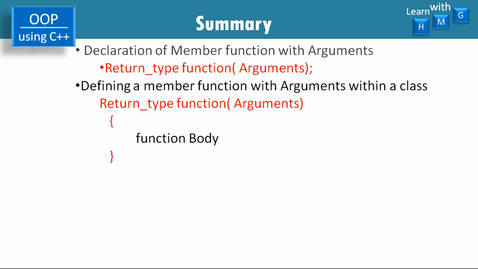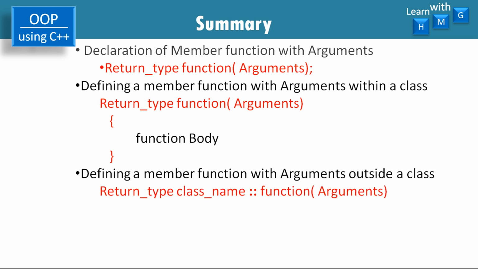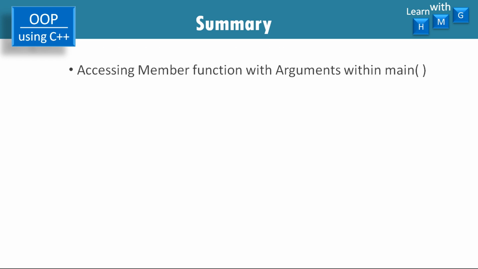Then we learned how to define a member function with arguments outside the class. So whenever you are defining a member function outside the class, then you have to follow this syntax: return type, class name, scope resolution operator, function name, and then into bracket the list of arguments, and then the function body. So these are the main three takeaways in this particular video, and after that the complete program is also demonstrated to you. Let us hope you understood this particular topic, that is how to use a member function using arguments.